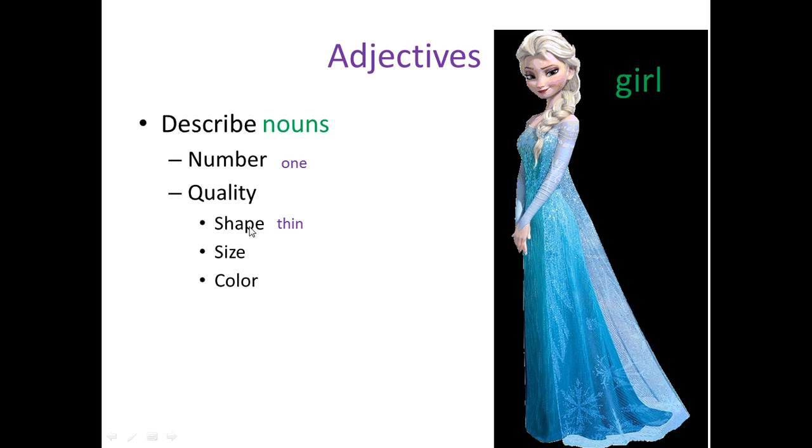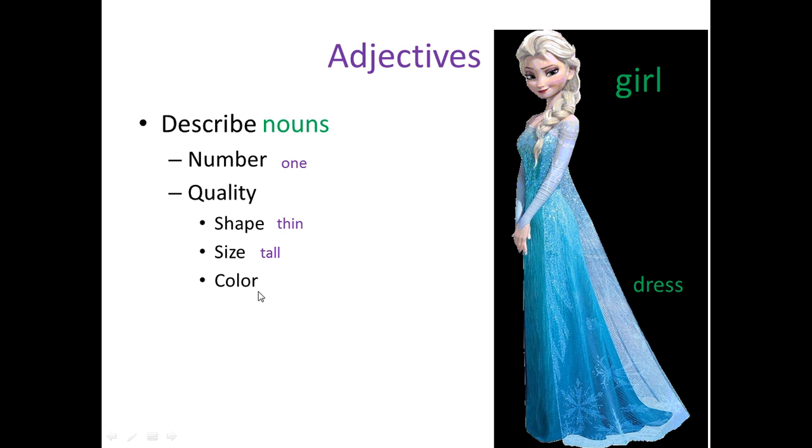We could talk about the shape. This is a thin girl. The word thin describes the girl. We could talk about the size. She's a tall girl. And now let's talk about her dress.